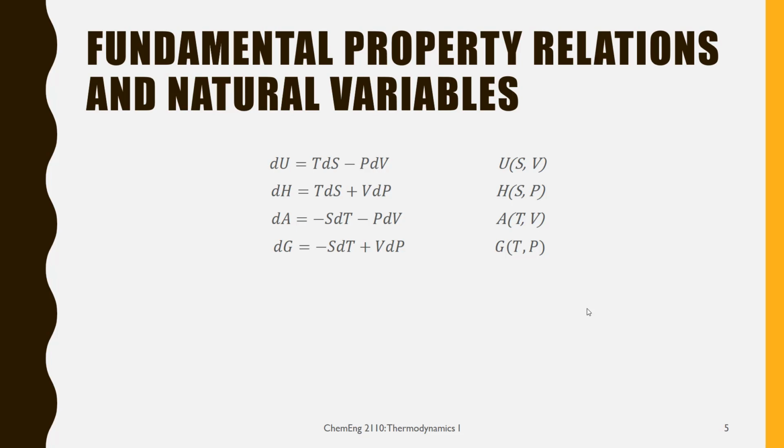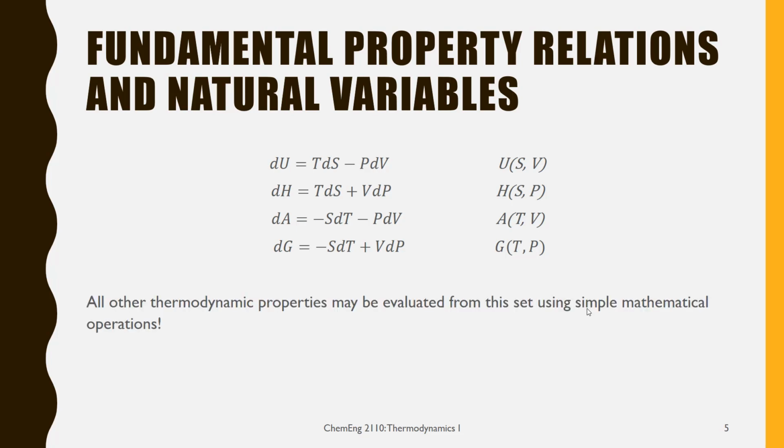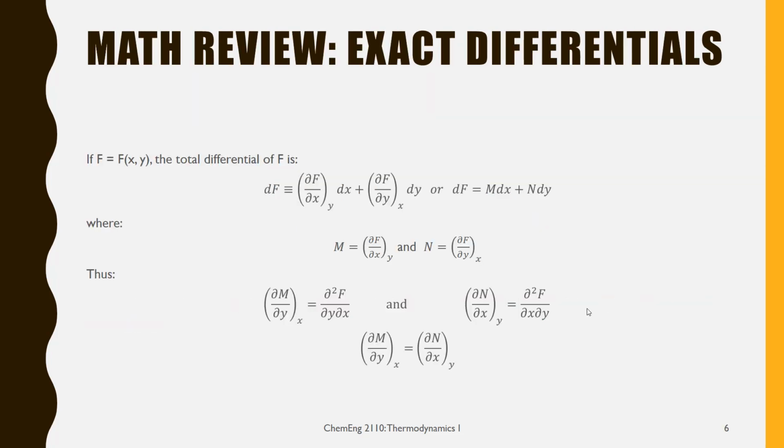Now, if you look at this, these variable choices for U and H are somewhat unfortunate because they are based on entropy, which is the least understood of all of our properties. But A and G have their natural variables that are measurable, temperature and volume or temperature and pressure. Our goal is that we're going to be able to evaluate any of these from measurable quantities, pressure, volume, temperature, using simple mathematical operations. So we need a quick review of some mathematics.